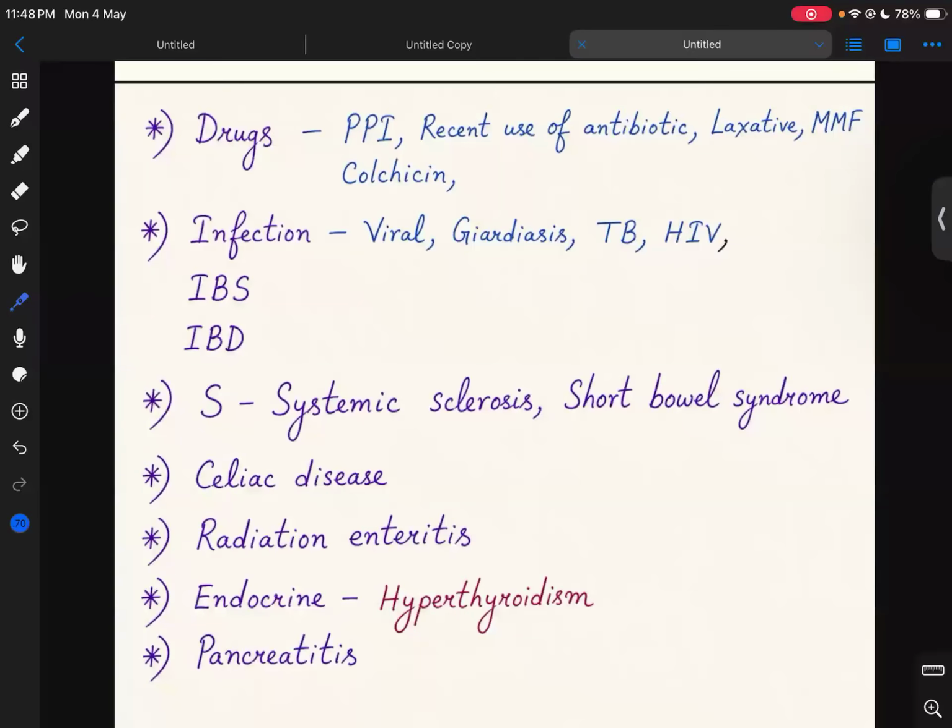Wonderful, doctor. Then the next I is infection, IBS, and IBD. Here the infection may be viral, giardiasis, TB, or HIV. If the patient complains of traveling to India and has had loose motion for quite a long period of time, like 15 days to 1 month, then surely this is going to be giardiasis. And TB, if the patient is traveling to India or you are giving the exam in India, then this can be TB, also HIV.